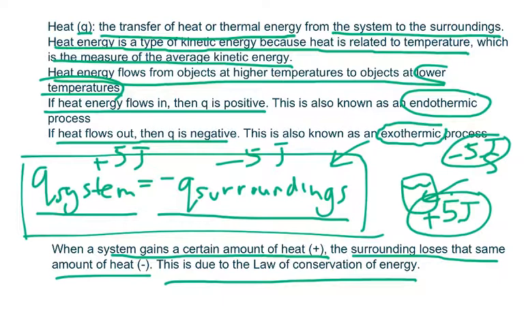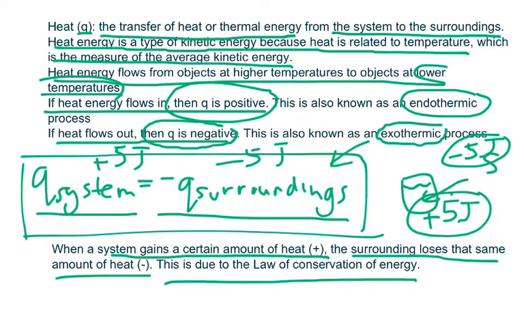And you might be wondering, well, when do we know when the heat is negative or positive? Well, I just mentioned it right here. If heat flows in, then Q is positive. If heat flows out, then Q is negative. So the cup had some heat flow into it, so it was positive, while the surroundings lost some heat energy, so Q was negative in that case.